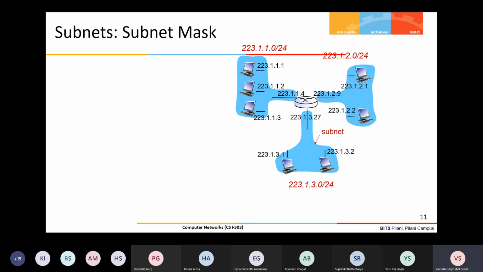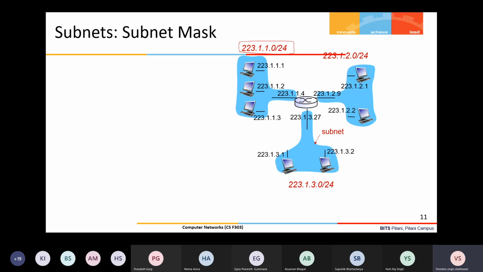Now, for subnets, one more thing we need to understand is something called a subnet mask. First of all, the IP address is logically divided into two parts: a network prefix and a host prefix, right? And how many bits are there in the network prefix and how many in the host prefix? How do we know that? There is a notation which is used. We write the IP address and /24 or something.